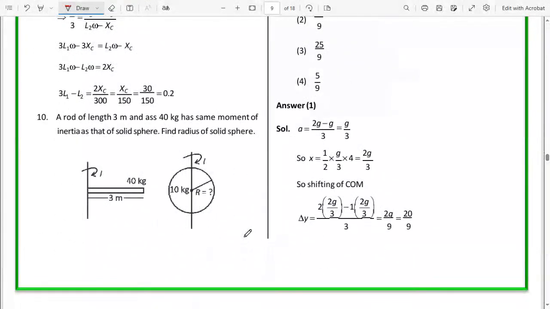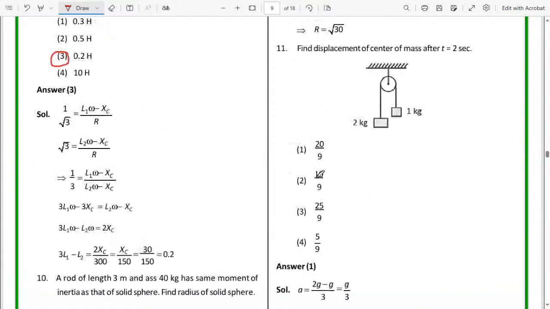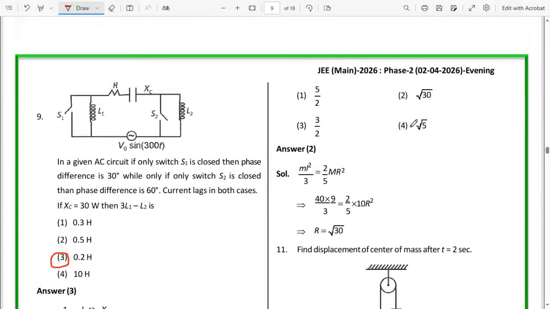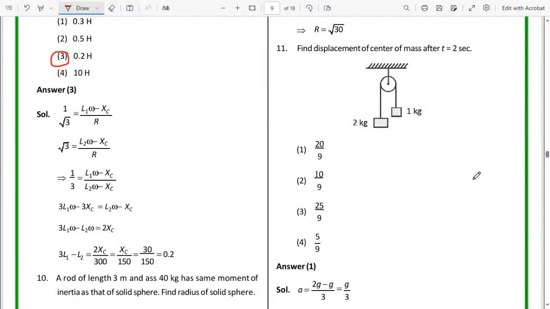Next, question number 10. A rod of length 3 meters and mass 40 kilograms has the same moment of inertia as that of a solid sphere. Find the radius of the solid sphere. What is the correct answer? Yes, you are going to get root 30, under root 30. Next, question 11. Find the displacement of the center of mass after t equal to 2 seconds. The correct option for this question is 20 by 9, the correct option, students.